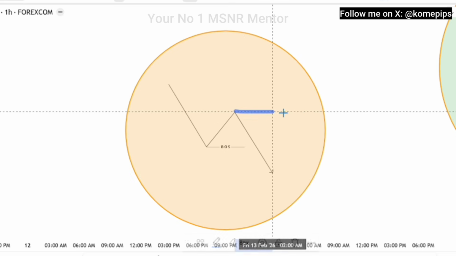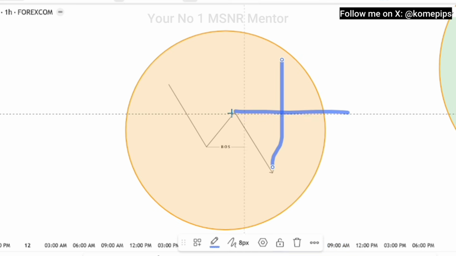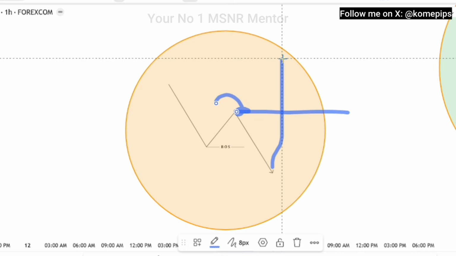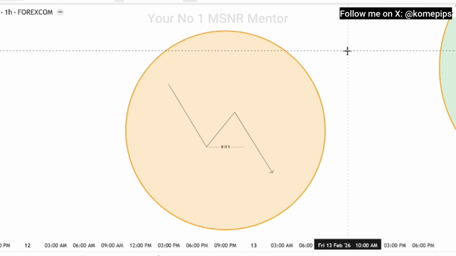So this is a resistance level. If price breaks it, it means that resistance has been broken. Then this resistance will turn support. So price will come and tap it and move on. However, you need to understand how to implement this, and I will show you in this particular video.